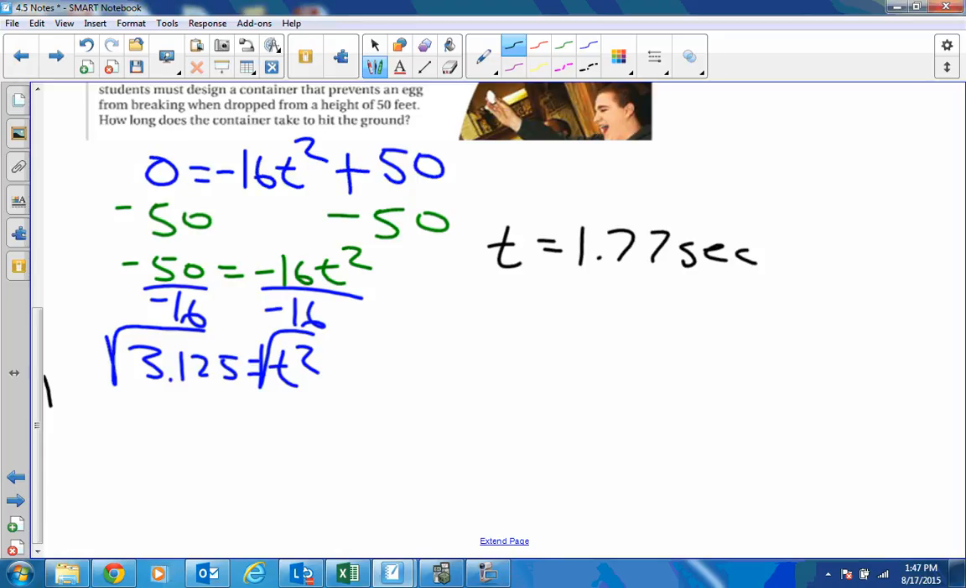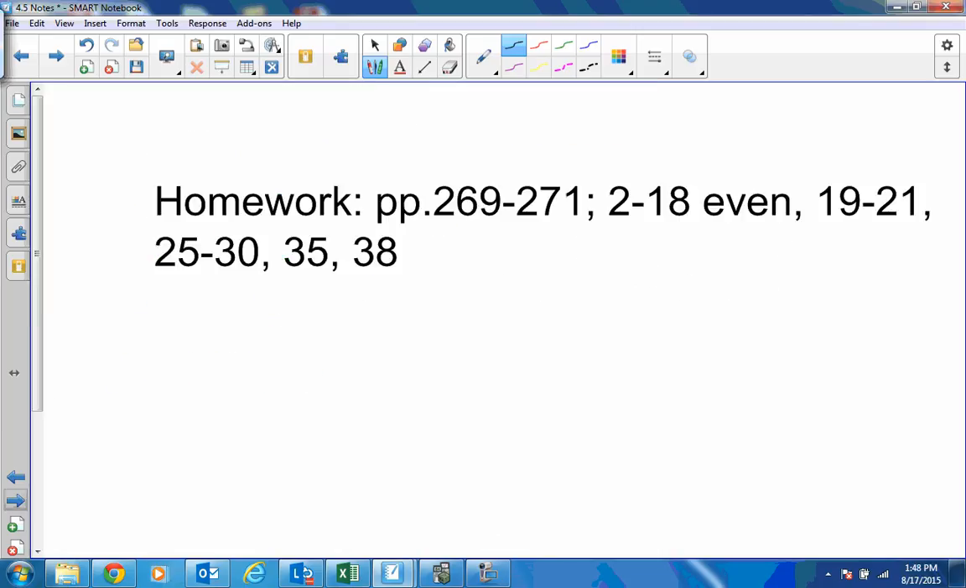We don't have to put plus or minus because there is no negative time, so we can just leave it like that. In real world problems, you take that. You just have to understand you don't have to use negative for time. So that is your assignment. Again, we'll talk about the guided practice and the homework in class, and that is it.